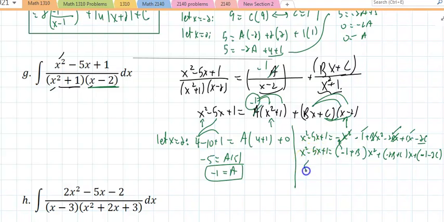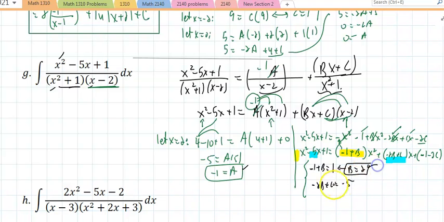So what does that mean? That means in my system, the number in front of x squared must equal a 1. And the fact that I already found a, that's going to get me to figure out what b is automatically. And the number in front of x must equal a negative 5. So the negative 2b plus c must equal a negative 5.